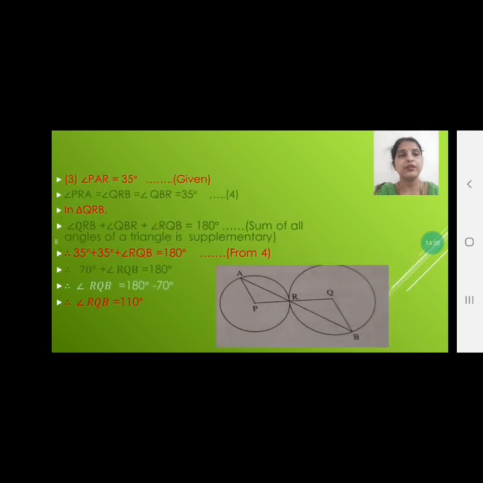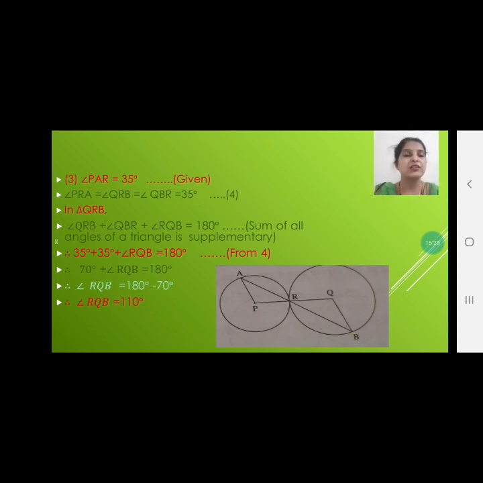Third part of it. In the third part, angle PAR is given to us as 35. So what will be the measure of angle PRA? It will be 35. What will be the measure of angle QRB? It will again be 35. Angle RBQ, 35. So in triangle RQB, angle QRB plus angle QBR plus angle RQB equal to 180 degrees.